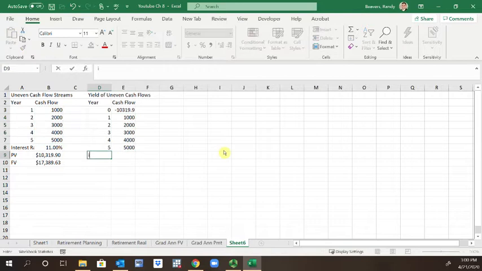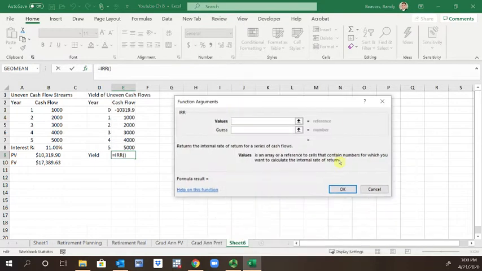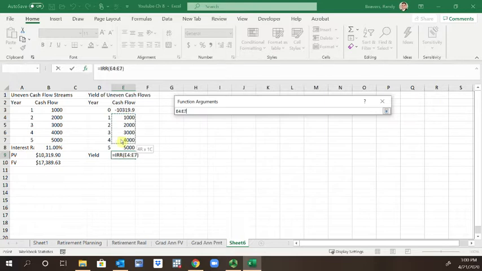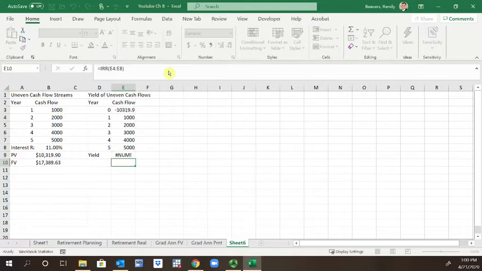So to get the yield, we're going to use something called the internal rate of return function, or IRR. A couple things to note with this function. It has to start with the year zero cash flow. So if I open up this function for values, it's going to be an array, but it won't work like the NPV. So for example, if I just highlight those and then click OK, it will not work.